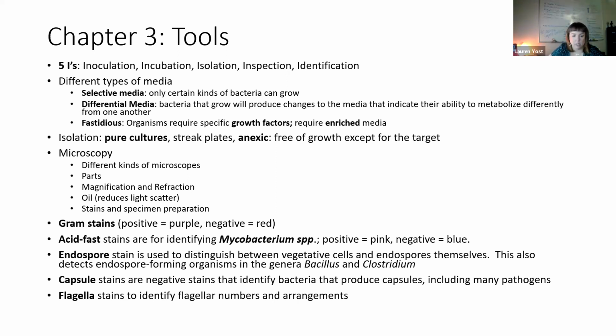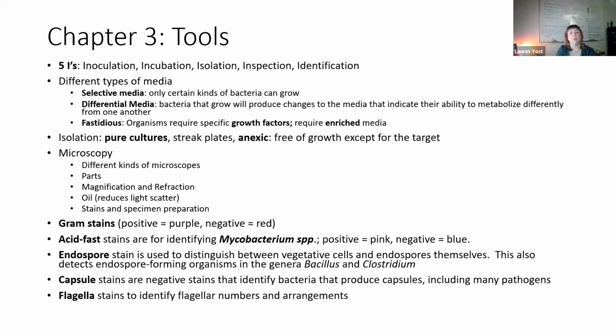Then we have isolation. So we have maybe gone out and swabbed your patient's throat and put it onto sterile media, and we have incubated it. And now we have this whole mess growing onto a plate, and you can't get any individual colonies. So what do you do next?